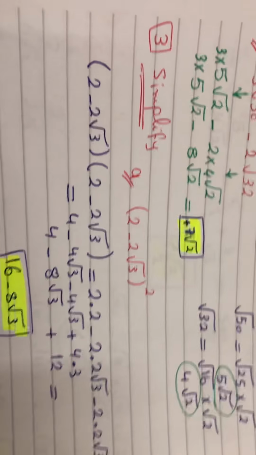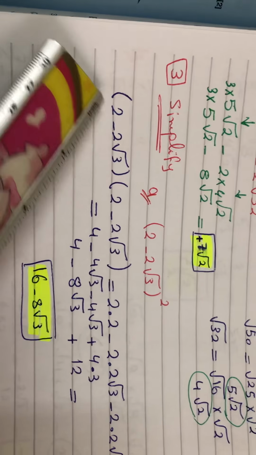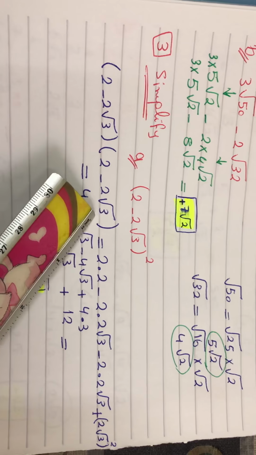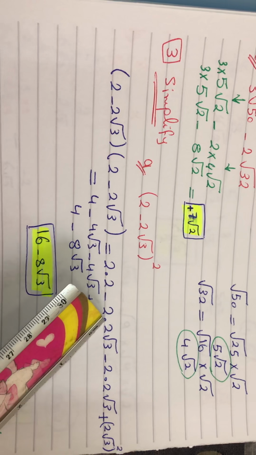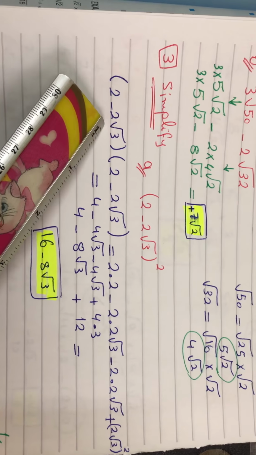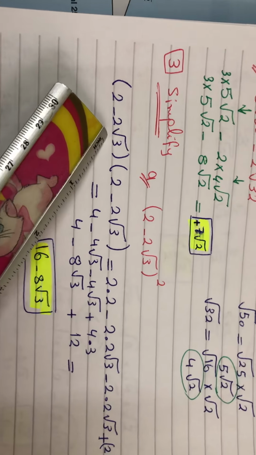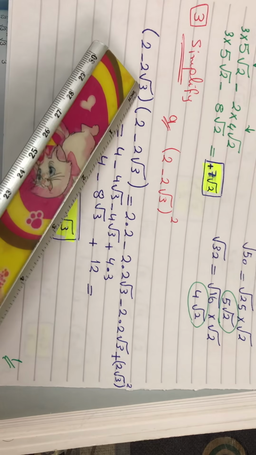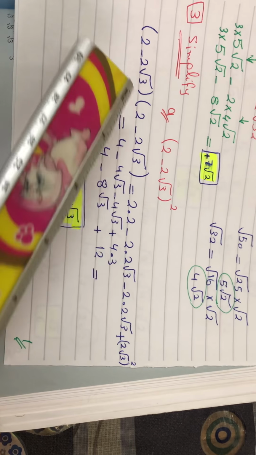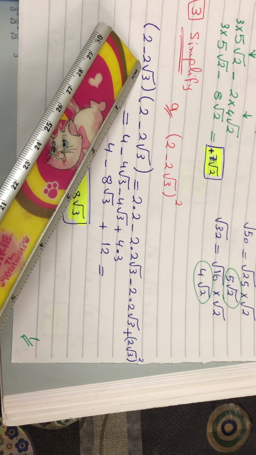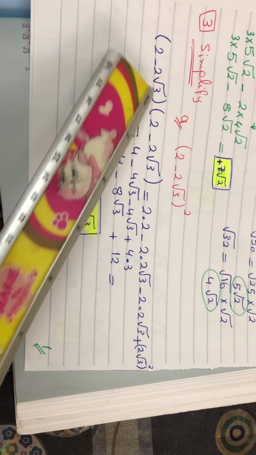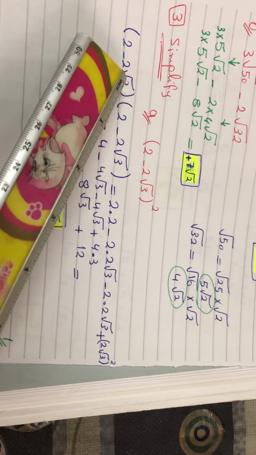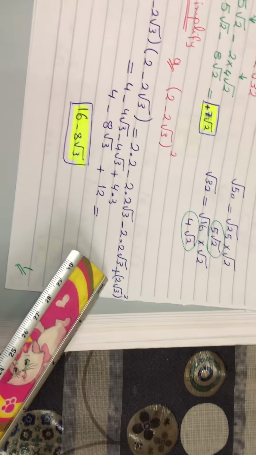And then, look carefully, I'll take 2 multiply 2 here. Then 2 multiply negative 2 square root of 3. I finish 2, I'll take negative 2 square root of 3 multiply 2, so it will be negative 2 multiply 2 square root of 3. And then take negative 2 square root of 3 times negative 2 square root of 3. Negative times negative equals positive. And 2 multiply by 2 square root of 3 multiply square root of 3.